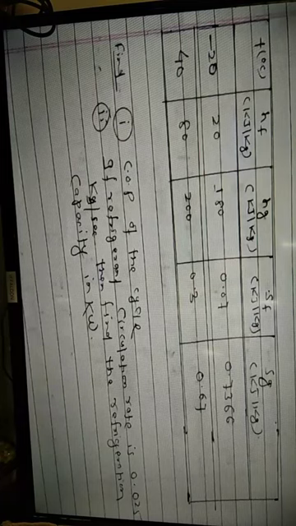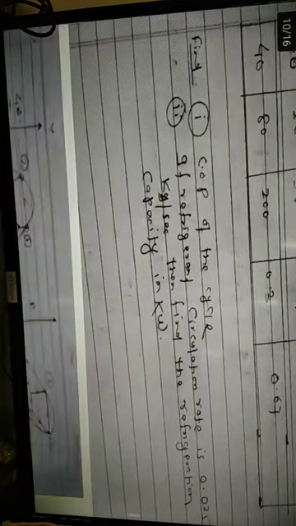So we have to find the COP of the cycle. Next, if the refrigerant circulation rate is 0.025 kg per second, then find the refrigeration capacity in kilowatt, right?